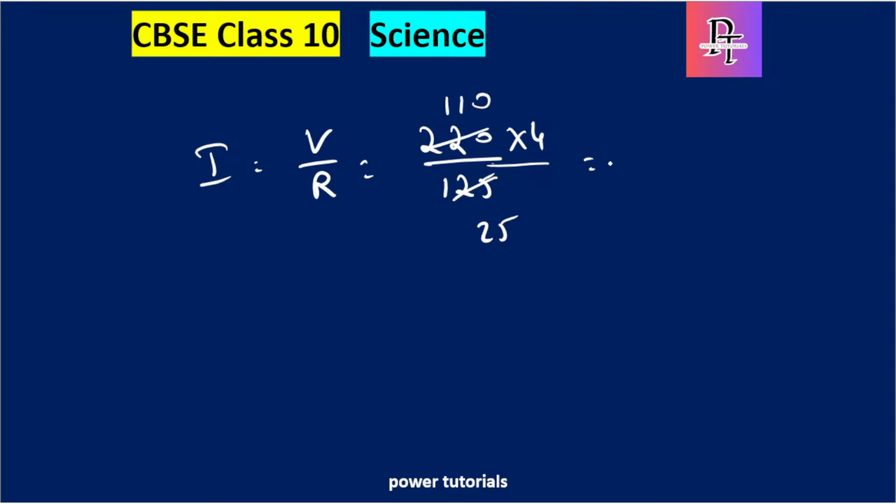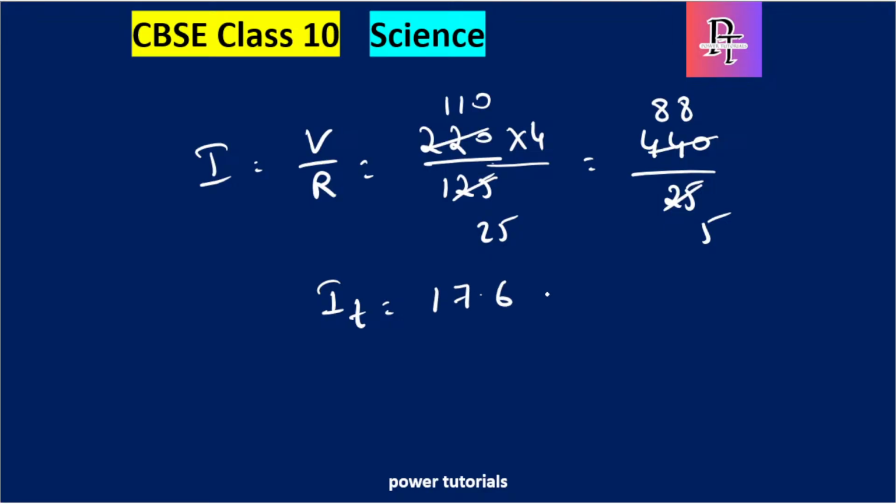Okay, so no other calculations. It will be 440 by 25. So divided by 5, 5 8s are 40. So the total current will be 5 1s are 5, 5 7s are 35, 5 6s are 30. This will be the total current.